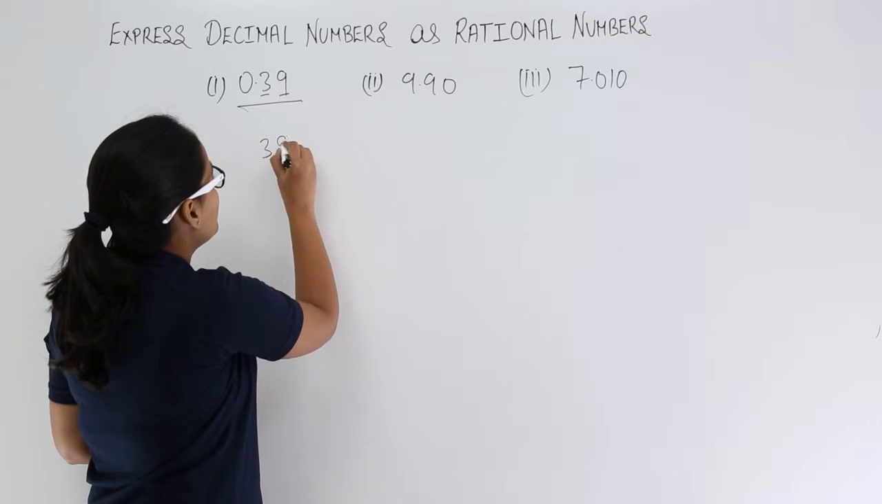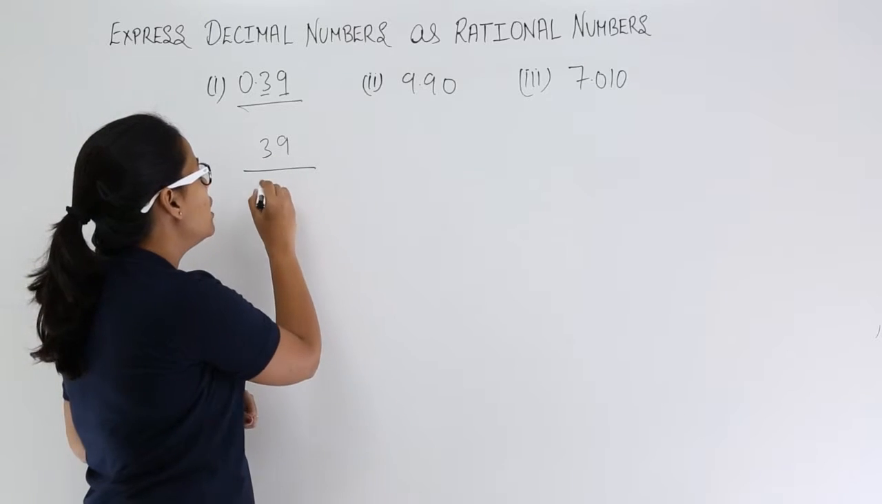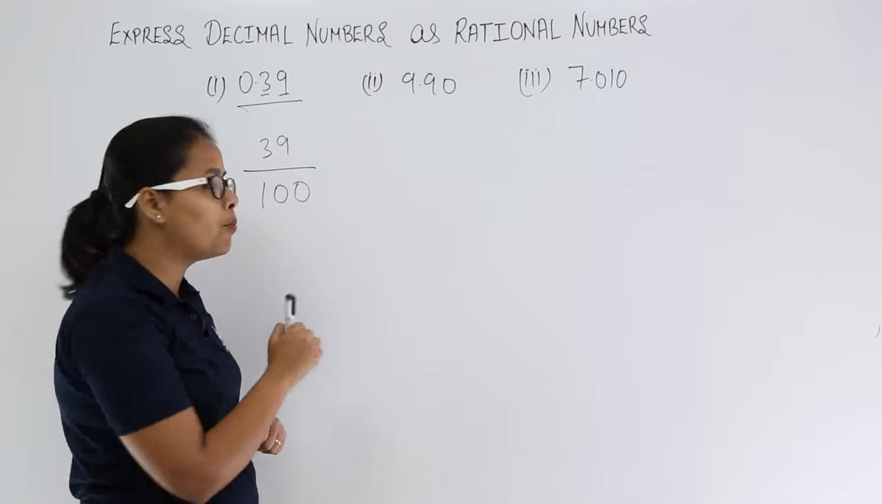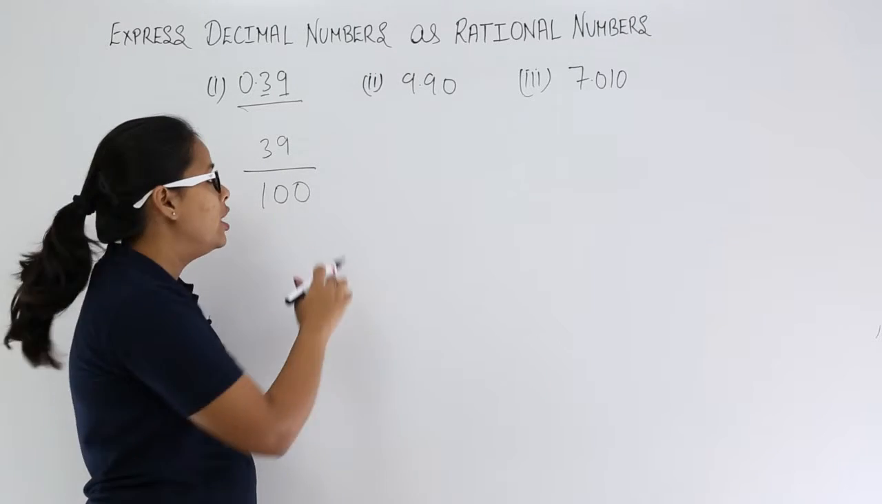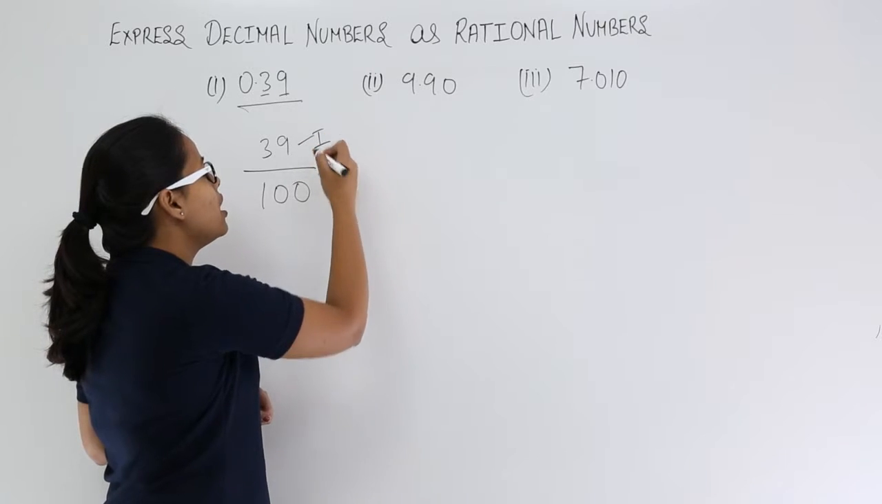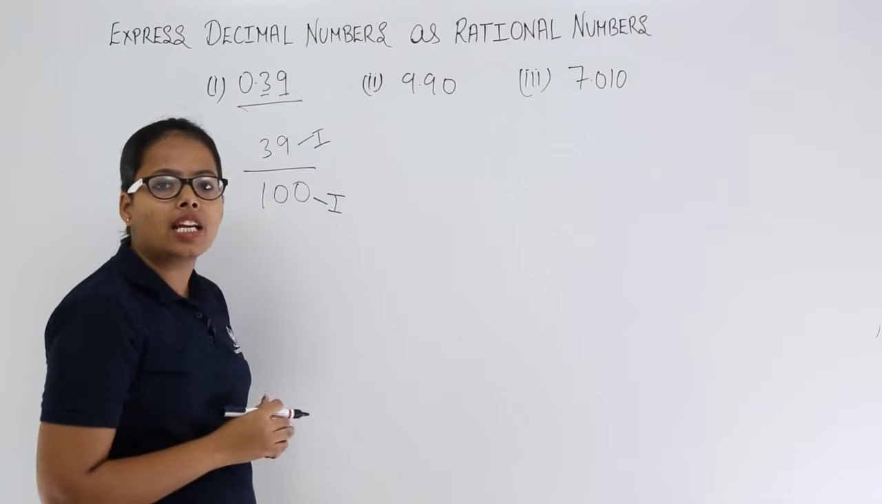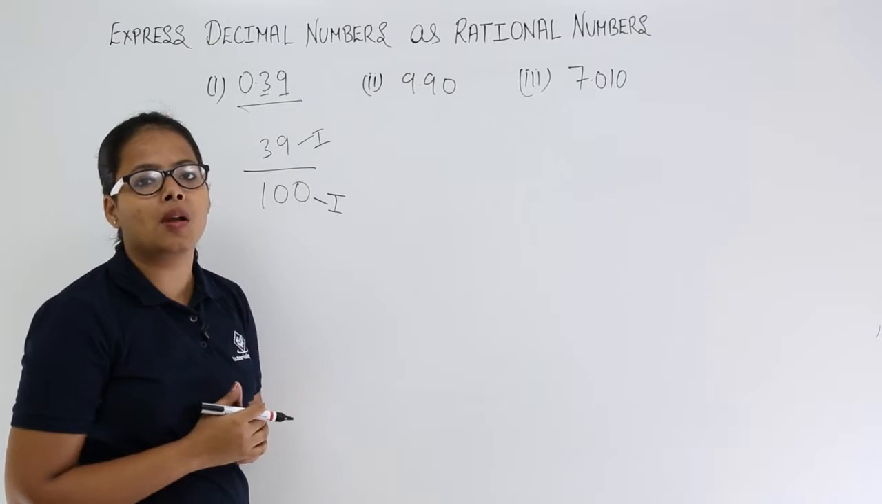So this is 39 in the numerator. After removing the decimal point, as you know, there are 2 decimal digits after the decimal point. That's why there will be 2 zeros in the denominator. Now you can see that this is an integer, this is also an integer. That's why this form is an integer by integer fractional form, which is also known as a rational number.